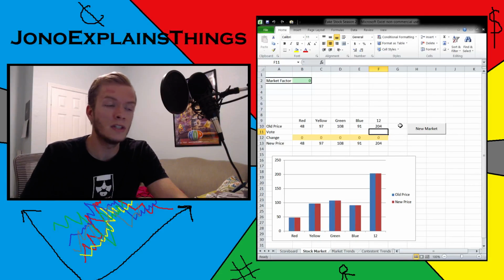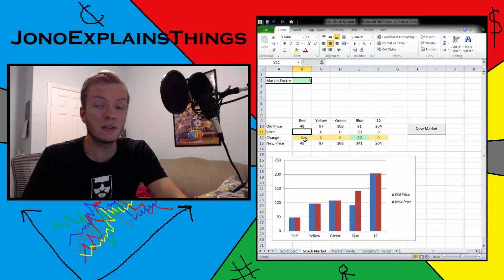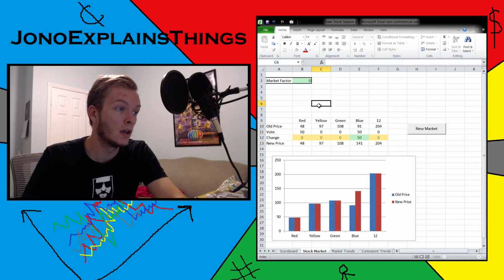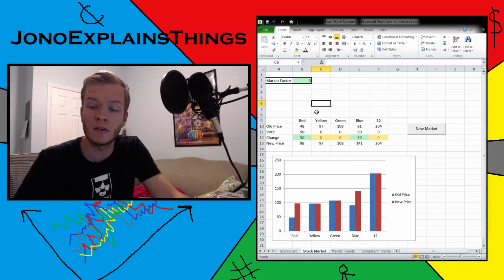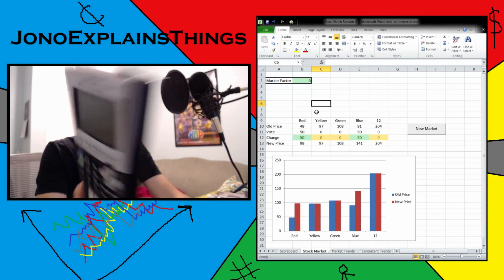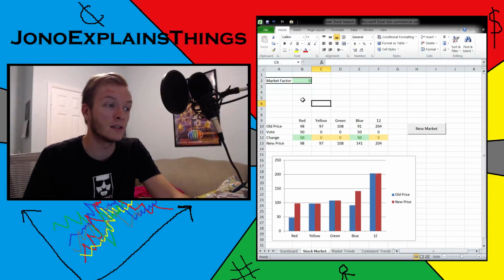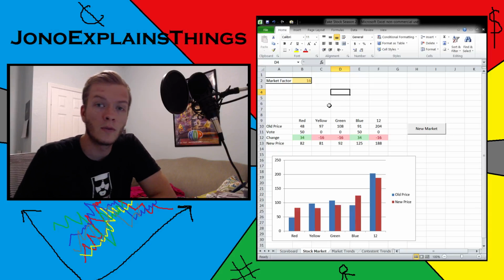Today, 12 received a value of 0, blue received a value of 50, green received a value of 0, yellow received a value of 0, and as you can probably guess, red received a value of 50. So this leads to some significant benefits, but we will see how significant with the random market factor. And that number is 16, so that is relatively significant. That's better than an average day.